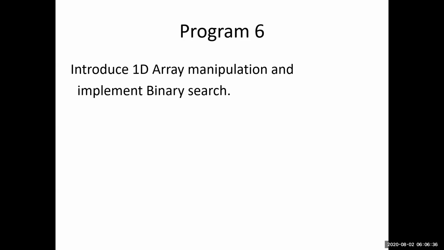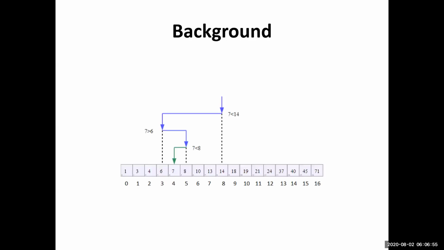Then what about the binary search? Binary search is a search algorithm that finds the position of a target value within a sorted array. Binary search compares the target value to the middle element of the array. How it works, we'll see with one small example.